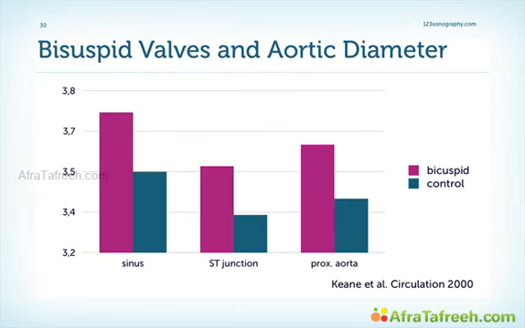This diagram, taken from a publication, shows you that patients with a bicuspid valve have an abnormal composition of the aortic wall in all segments of the ascending aorta, in the region of the sinuses, the sinotubular junction, and the proximal aorta.